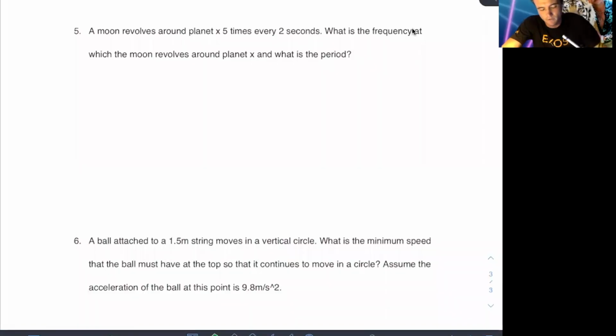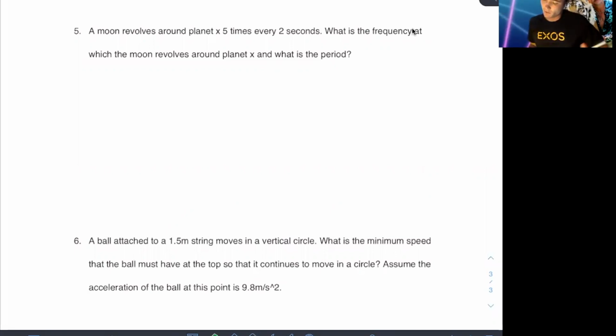All right. So number 5, a moon revolves around planet X 5 times every 2 seconds. What is the frequency at which the moon revolves around planet X? And what is the period? Okay, so this is just the definition of what frequency is versus what the period is.